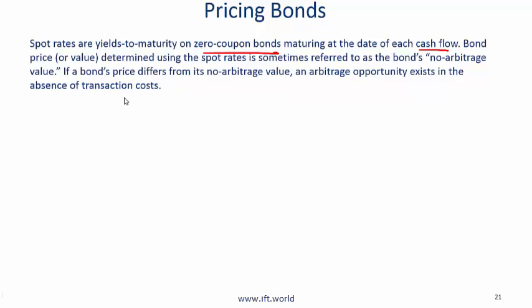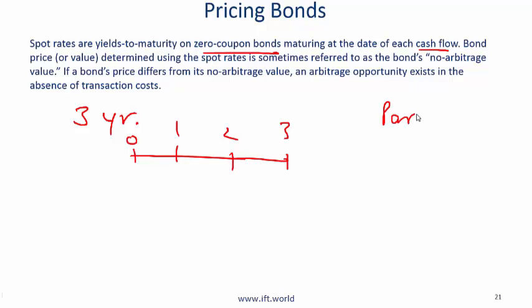Let me give you a simple scenario. Let's say that you have a 3-year bond, and let's say that this is an annual pay bond. So what's going on here? 0, 1, 2, 3. And let's say par value is equal to 100 and the coupon rate is 10%. So what is the cash flow? It's 10, 10 and 110.